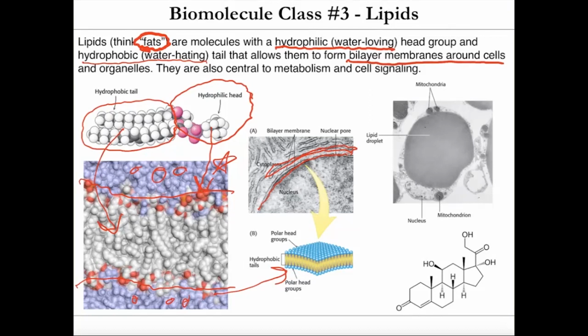But lipids are also important for other stuff. They're really important for metabolism. So you eat a lot of fats in your diet. So those can be stored in adipose tissues as these lipid droplets, and you can use those. These lipid molecules are really energy rich because you can basically break off these different carbon groups from this hydrophobic tail and use that to provide energy.